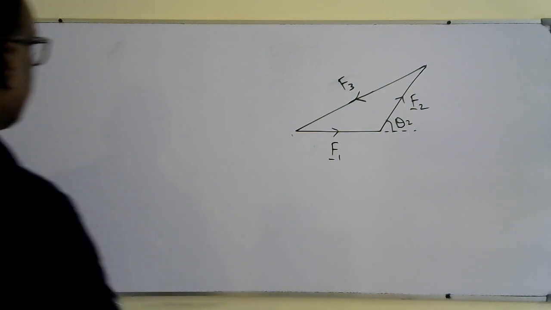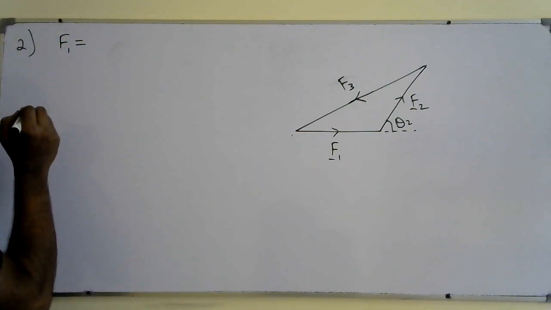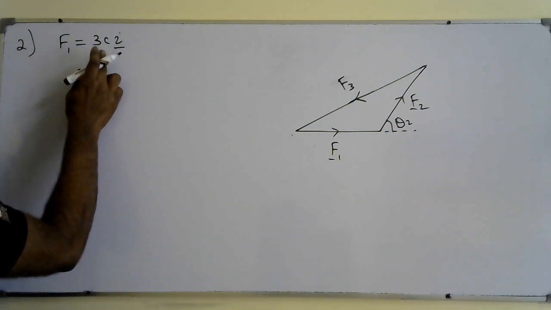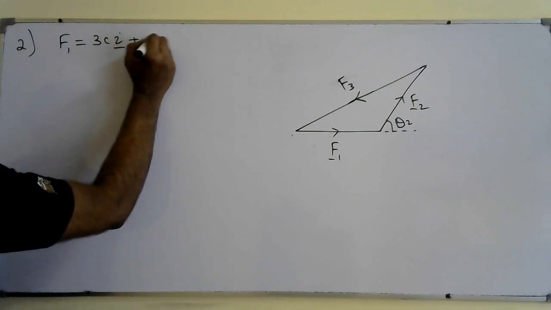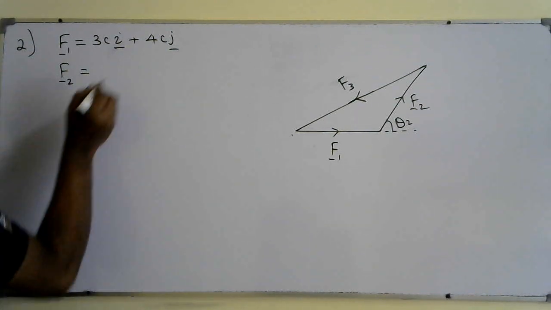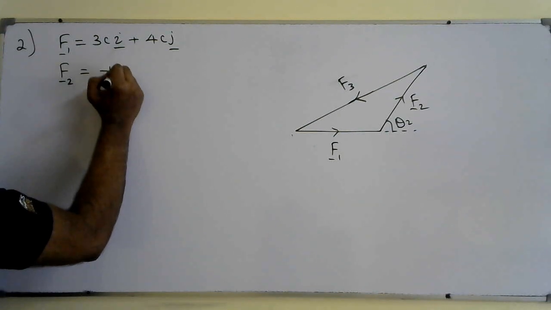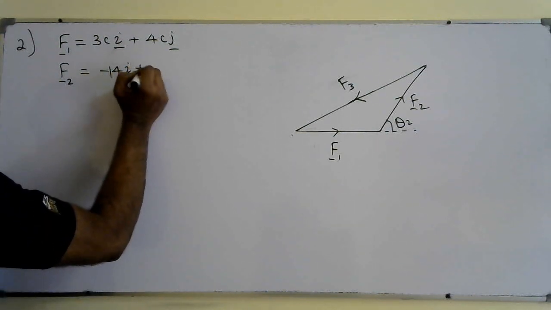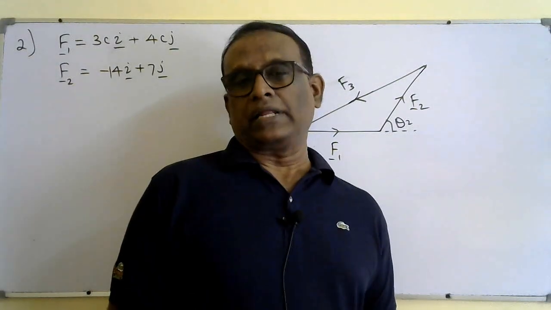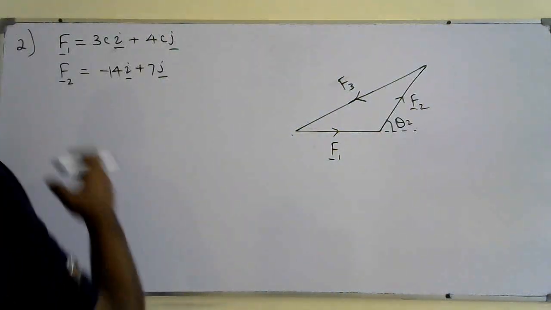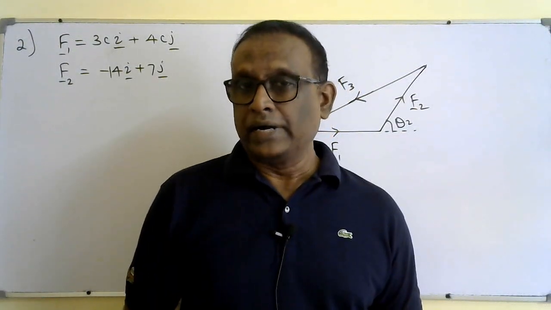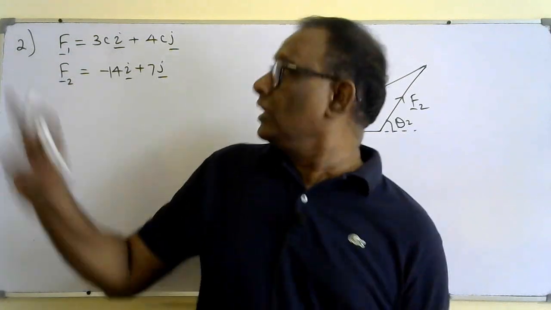Right? So here they are saying F1 is given as 3ci in terms of vector, that is the i direction component is 3c, j direction the component is 4c, right? The vector F2 is given as minus 14i plus 7j, right? These are the two forces acting on an object. There is a third force. When it is also applied, it's at equilibrium. So the resultant of F1 and F2 must be equal to the magnitude of F3, but the direction of F3 must be opposite to the resultant of F1 and F2.